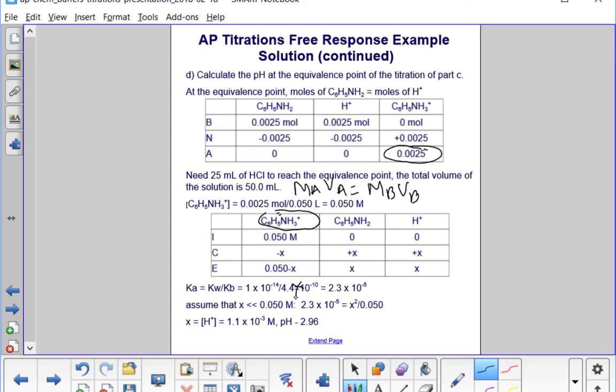Assuming that the minus x is really small, we can say that the Ka, 2.3 times 10 to the minus 5, is equal to the concentration of the products, x times x, over the concentration of the reactant, 0.05. Solve for x. x in this case is the hydrogen ion concentration, 1.1 times 10 to the minus 3 molar. The negative log of that gives us a pH of 2.96.